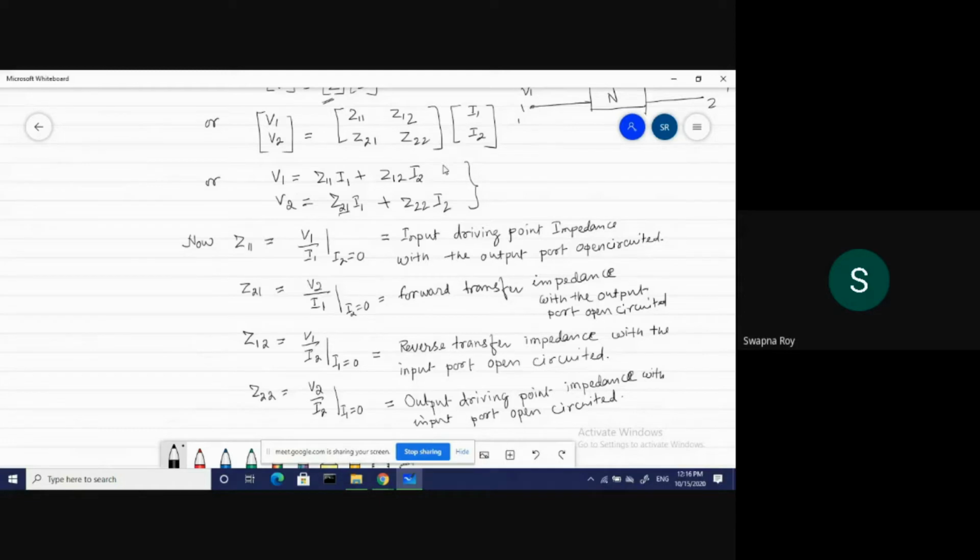Now, Z12 is equal to V1 by I2 when I1 is equal to 0, that is, the input port open circuited. Similarly, Z22 is equal to V2 by I2 when I1 is equal to 0, that is, the input port open circuited. So ultimately, we can find all the Z parameters when either the input port is open circuited or the output port is open circuited. That's why the Z parameter is called the open circuit impedance parameter.